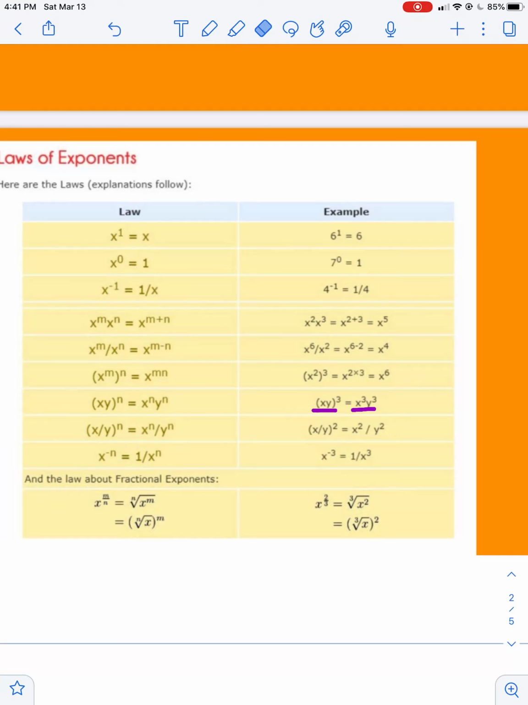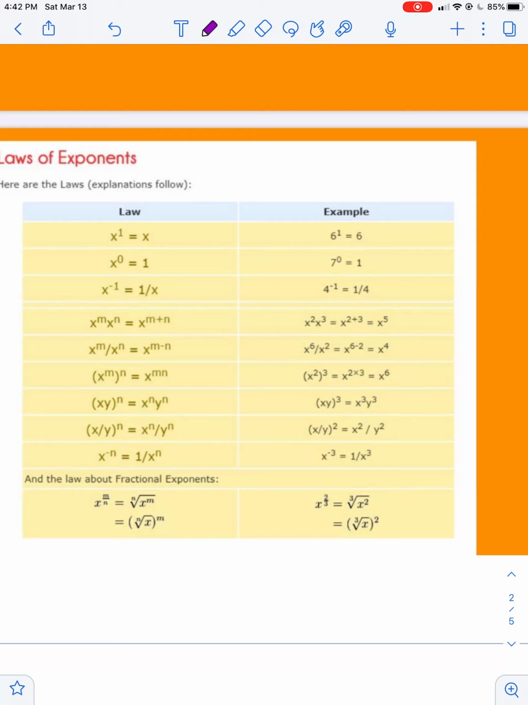And the same rule applies for division. So I'm not going to write another one out for that. You can see right here where they have x divided by y. And all they do is distribute that exponent to the x and the y.